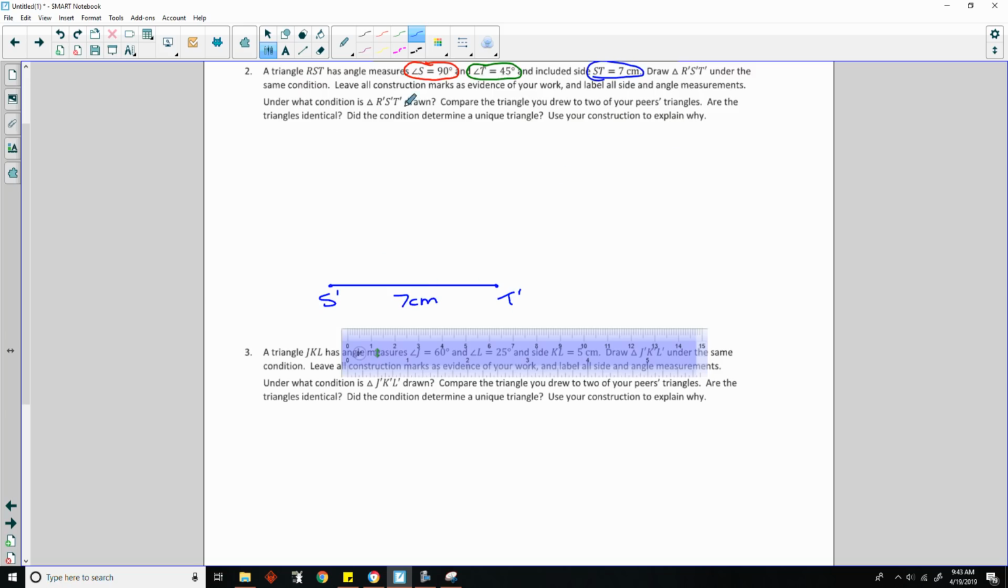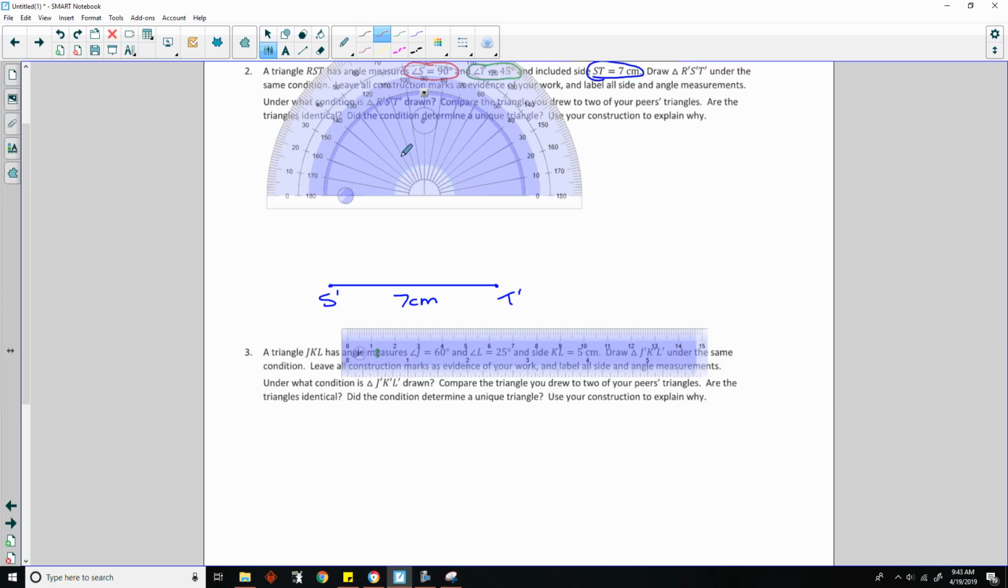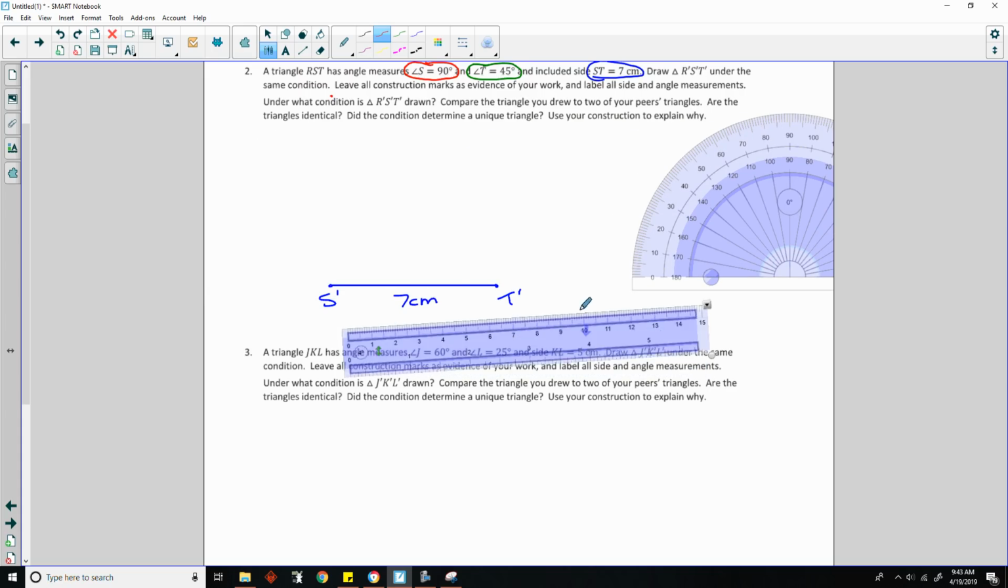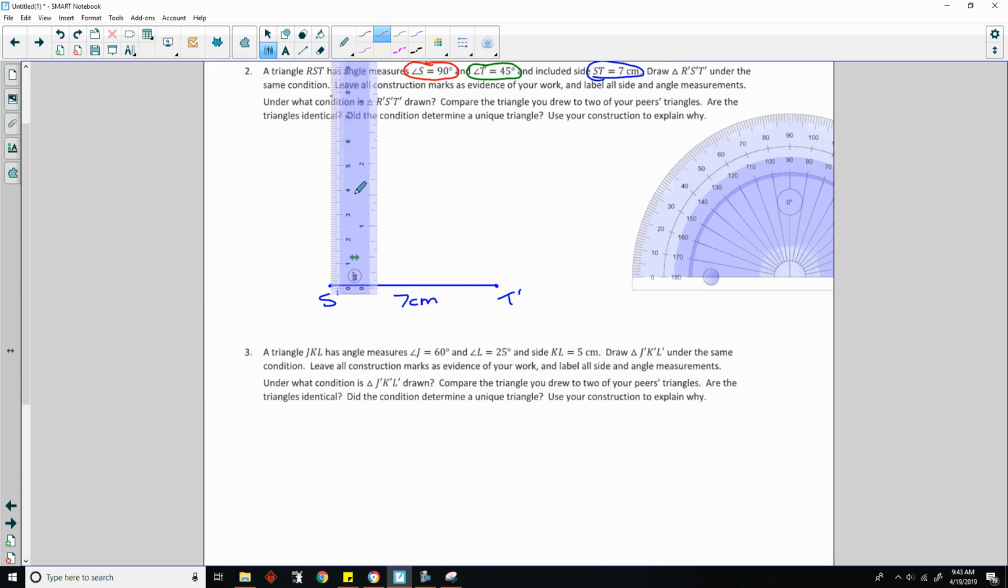Step 1 is done. Now I need to create an angle at S. That's 90 degrees. So I get my protractor, and I put it right on S, so that this line segment is right on the 0. I want 90 degrees, so that's straight up and down. So I want to come to a point somewhere up here. So I'll put the dot here above the print so I can see it. And then I rotate my ruler and put it right at 0 and draw a segment up to that point. Okay, so there is my 90-degree angle.